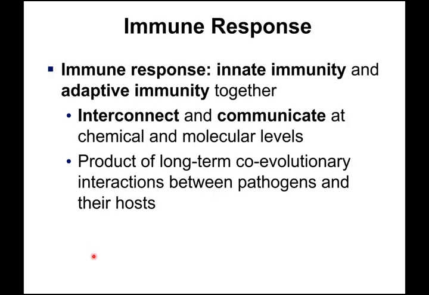Okay, so when we talk about immune response, in general, what we're talking about is both the innate immunity, particularly inflammation, and the adaptive immunity. These are the two different types that we talked about, and they are actually connected with each other. The cells that are part of inflammation, so the innate immunity, are also the same cells that help the stimulation of the T and B cells in the adaptive immunity.